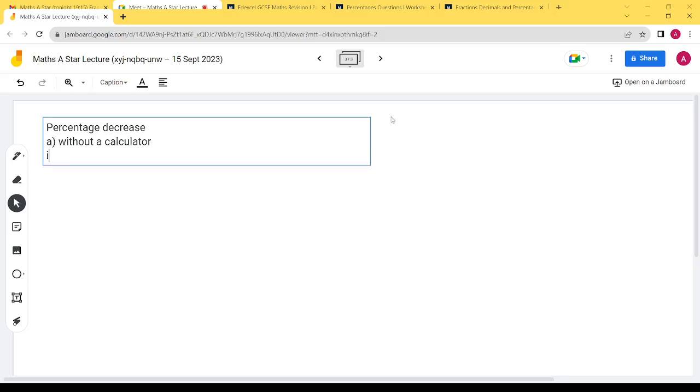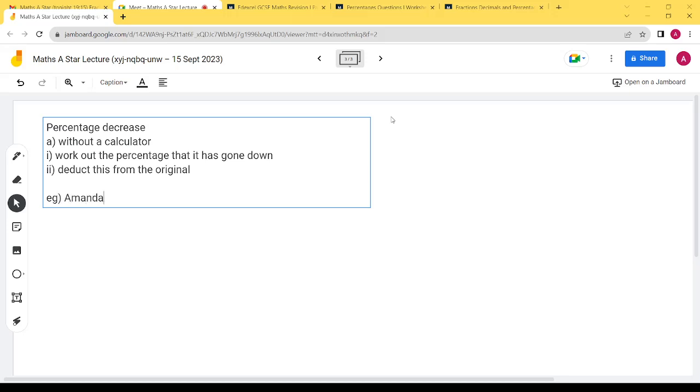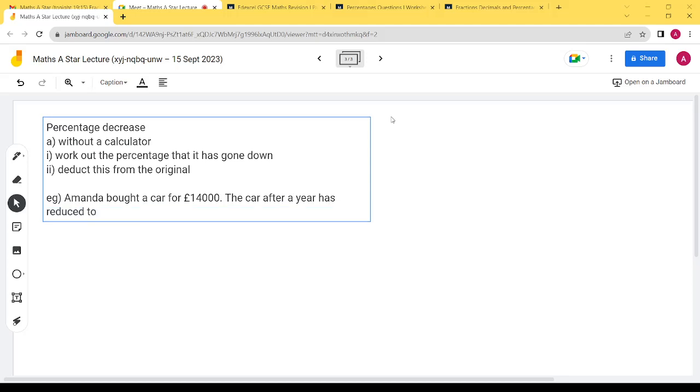To do this, I work out the percentage that it has gone down and then deduct this from the original. Here's an example question. Amanda bought a car for £14,000. After a year the car has reduced to 60% of its original value. What is the new value of the car?